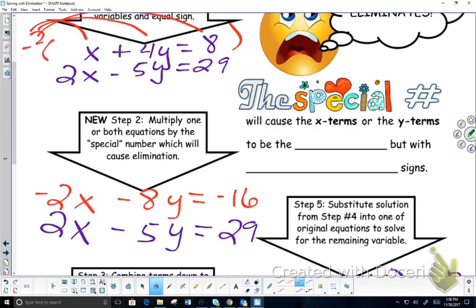To get our elimination, when it's not already ready to eliminate, we have that special number. That special number is going to cause your x terms or your y terms to be the same, but with opposite signs. What do you think? Same, opposite. We need the same number, but we need the signs to be opposite. So you're going to pick a number that you can multiply by that would create them to be the same, but one's positive, one's negative.